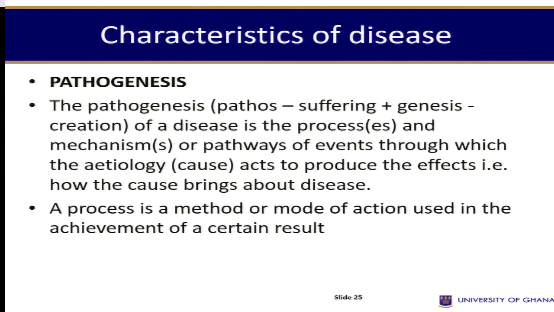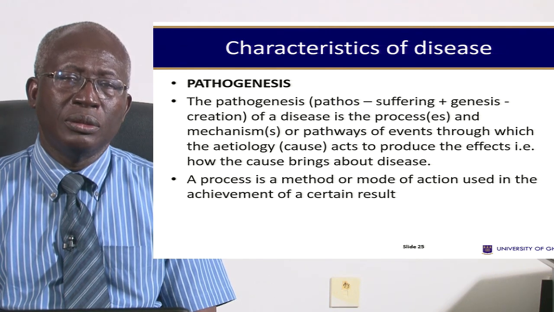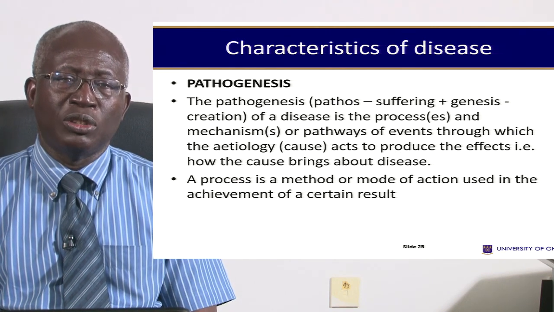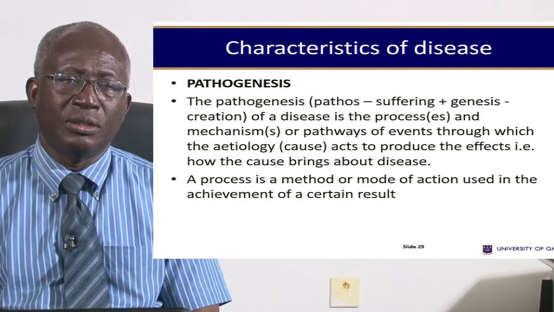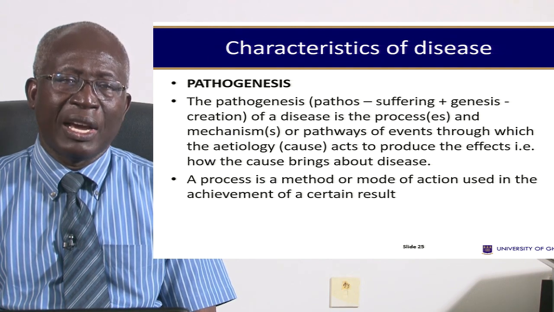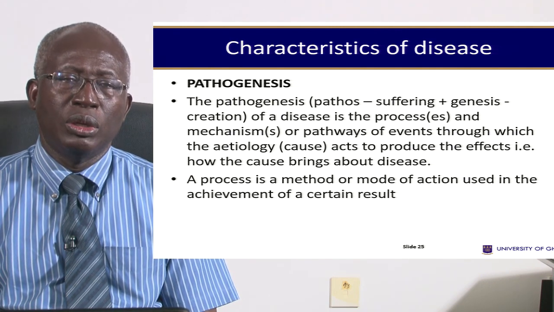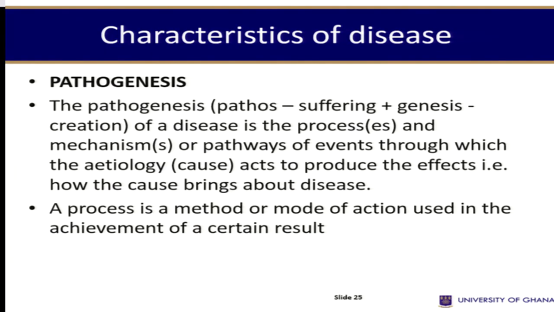The next characteristic is pathogenesis. Pathogenesis comes from suffering and creation. Pathos means suffering, and genesis means creation. So it means the processes and mechanisms or pathways of events through which the cause acts to produce the effects. In other words, how the cause brings about the disease. That is the pathogenesis.